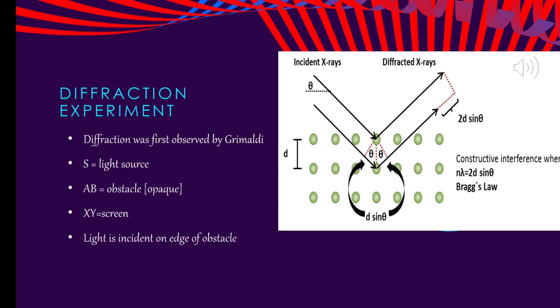Now coming to the diffraction experiment. Diffraction was first observed by Grimaldi. As you can see in the diagram, this is the diffraction experiment where X-ray is incident on an obstacle and it is diffracted. Here S is the light source, AB is the obstacle, XY is the screen, and light is incident on the edge of the obstacle.